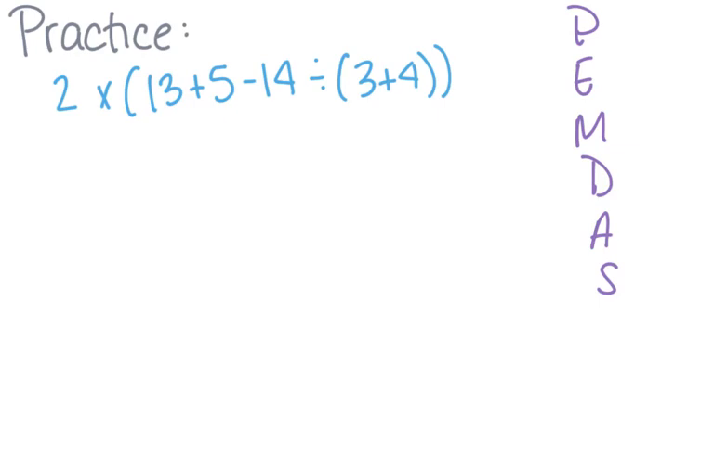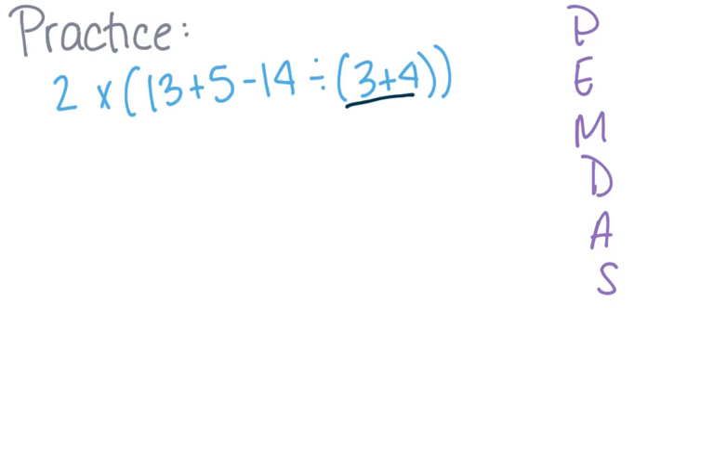All right, our next example is a long one, and it is 2 times (13 plus 5 minus 14 divided by (3 plus 4)). So we're starting with parentheses first because that comes first in PEMDAS, and we can see that within our parentheses, there is another parenthesis. Oh no! What are we going to do?